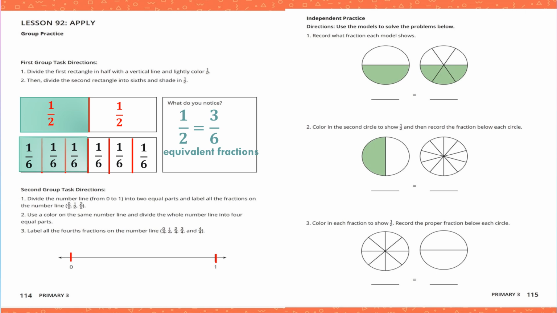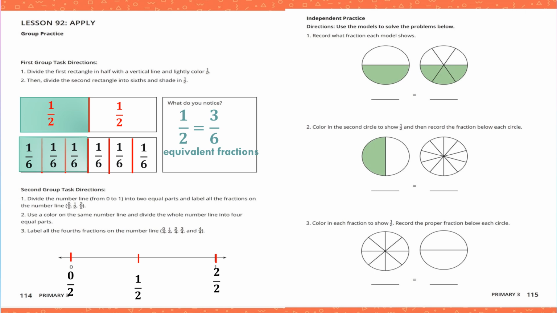Second group, number 1, divide the number line from 0 to 1 into 2 equal parts and label all the fractions on the number line: 0/2, 1/2, 2/2. So I will divide the number line into 2 equal parts. Then I will write 0, it means 0/2. And 1/2, and the last one 2/2. 1 means 2/2. And 0 means 0/2.